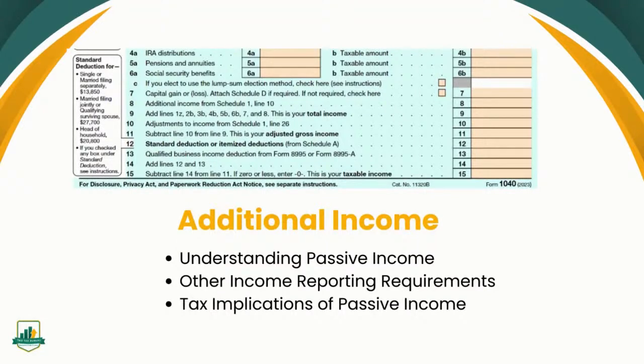All right, so let's cut it down. Understanding passive income, lines 4A through 7. Passive income involves earnings from activities in which an individual is not actively involved. Common sources include rental property income and earnings from business activities in which the person does not materially participate. Reporting requirements on Form 1040, lines 4A through 7, encompass various types of income, including IRA distributions, pensions, annuities, and more. Passive income, like rental income or income from a business in which the taxpayer does not actively participate, is typically reported on Schedule E, Supplemental Income and Loss, and then summarized on the main Form 1040.